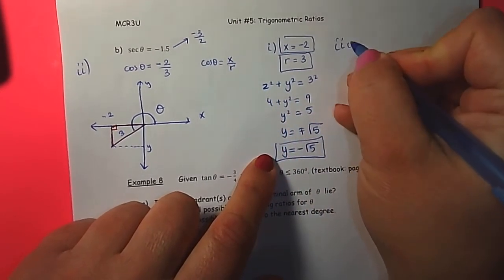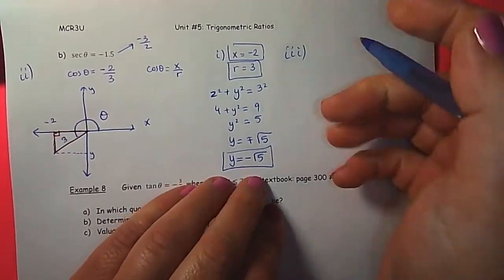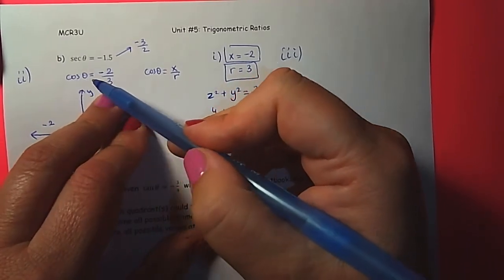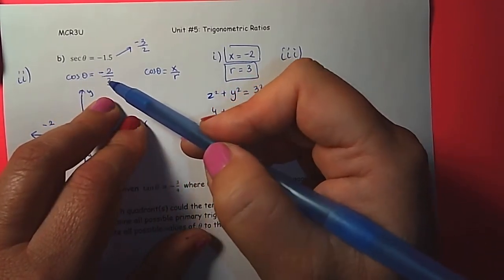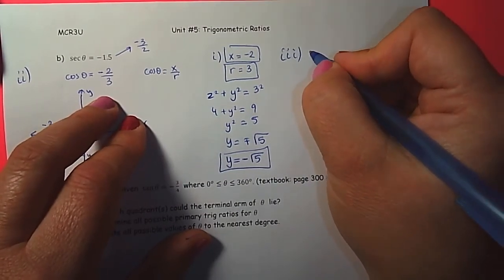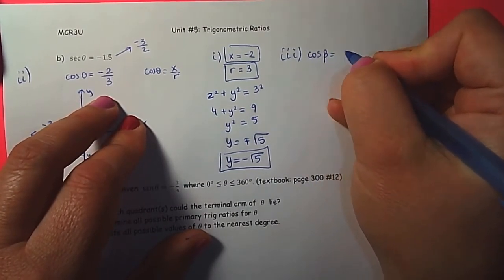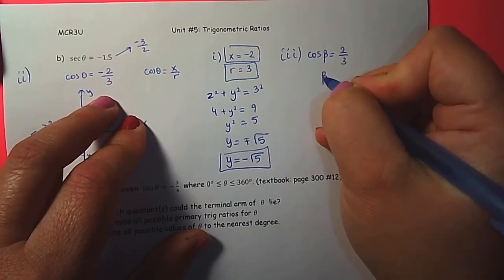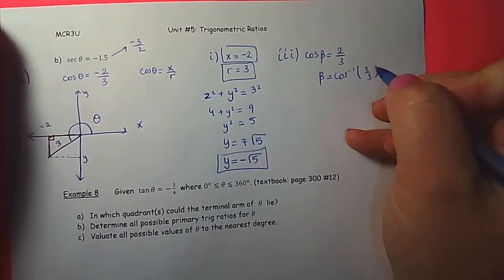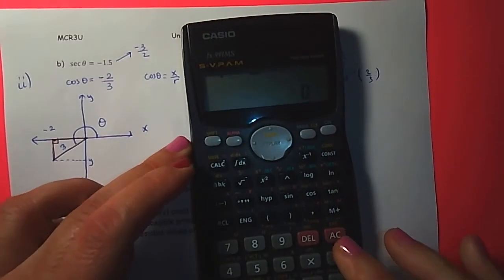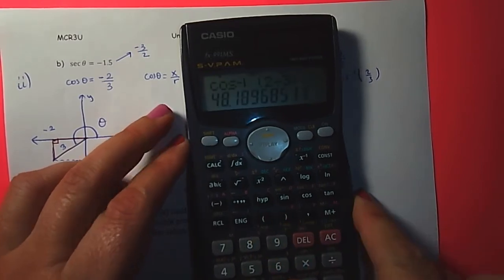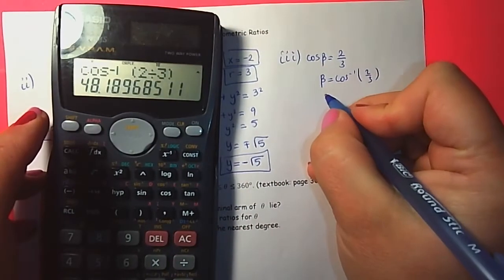Okay, so last part, finding angle beta and angle theta. First, we are going to use, of course, this ratio to write the trig ratio for the related acute angle. So that gives us cosine beta equals 2 over 3. Now do the inverse. Cos inverse 2 over 3. So that gives us 48 degrees.